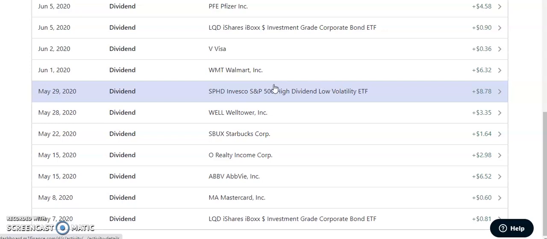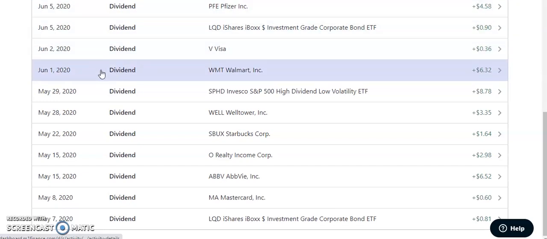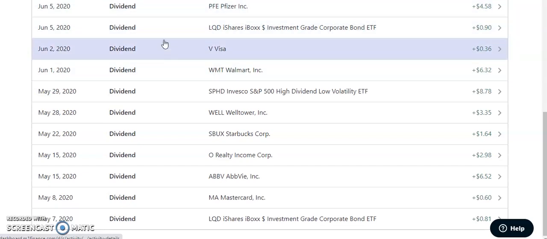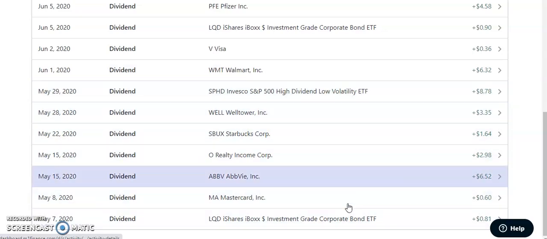All right, so those are all the companies that paid me out in the month of May. As you can see, we already have a little sneak peek of June. I received a lot in June actually so far, and we still have a few more days left, so stick around for that video next month. But let's go ahead and add up all of these dividends that I received in the month of May and plug it into our chart.